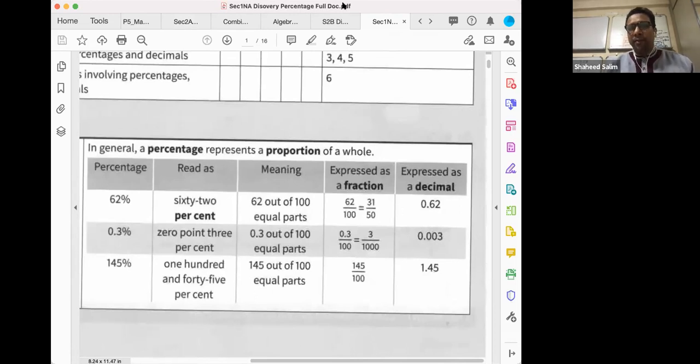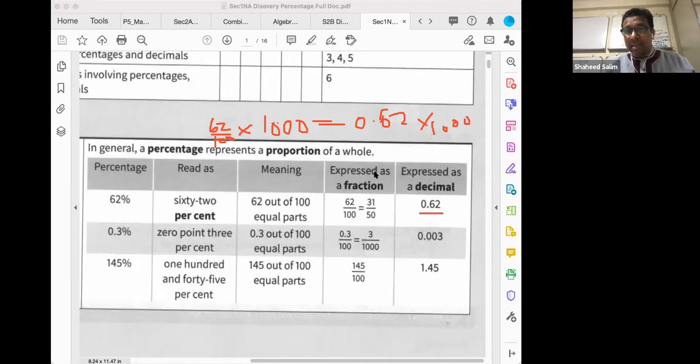So what does it mean? Let's say 62% of 1,000. You said 62 over 1,000. Do you know it's the same thing? This is exactly the same as 0.62 times 1,000. You know that 62% is the same as 0.62, right? So it's the same thing, 0.62 times 1,000. Why do it this way? You just need to shift the decimal 1, 2, 3, and get 620.